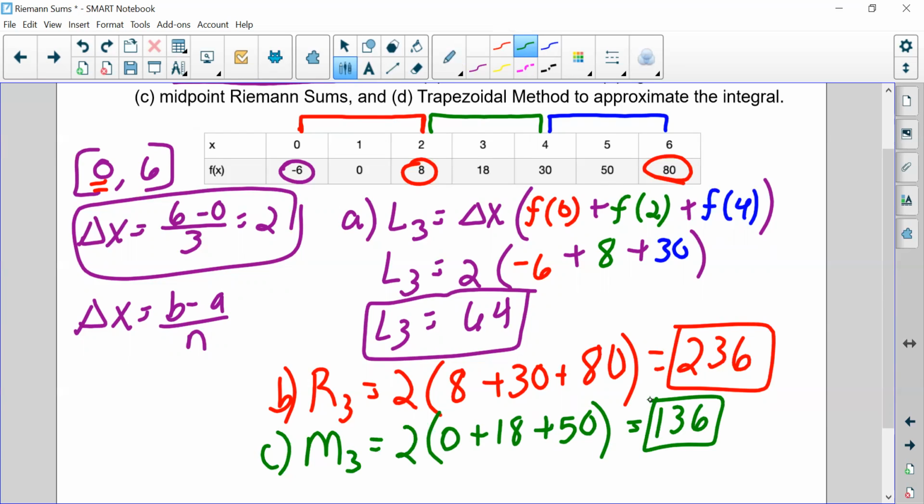Now I'm gonna give myself some room, so let me clear off some space. I'm going to show more work for the trapezoid. This is the first time I'm doing the trapezoid. Right-Riemann sum was equal to 236.